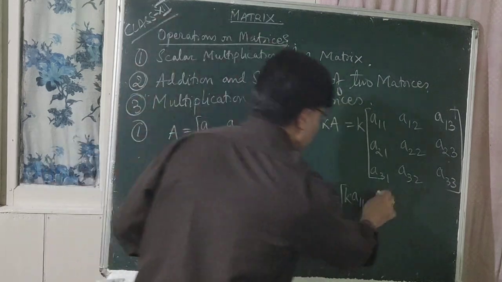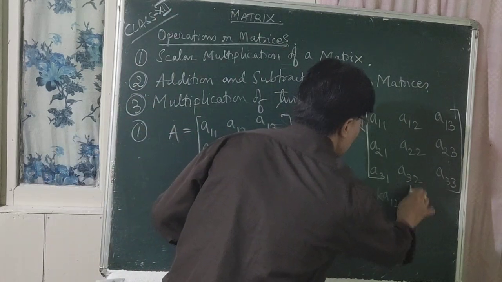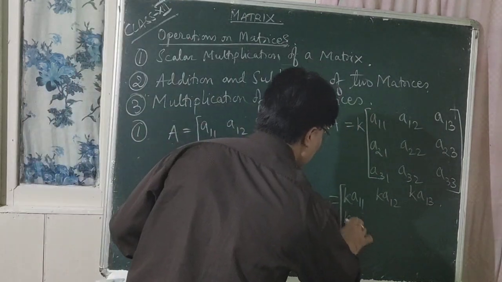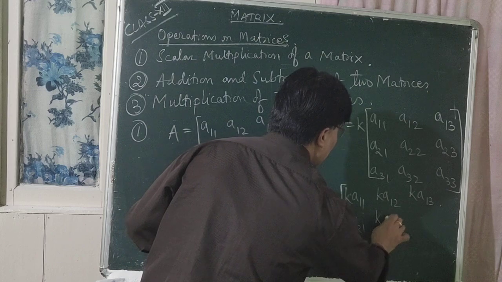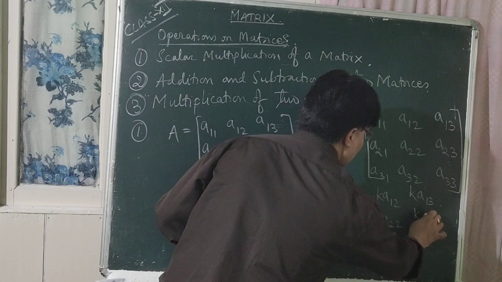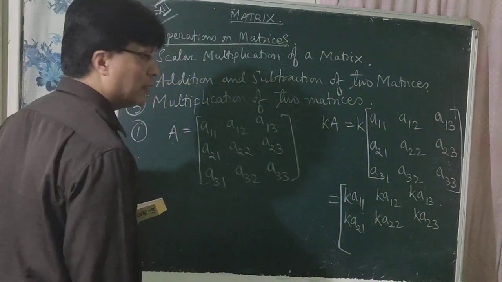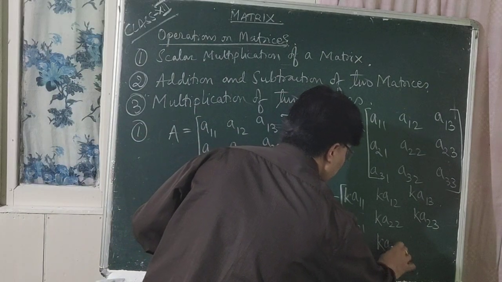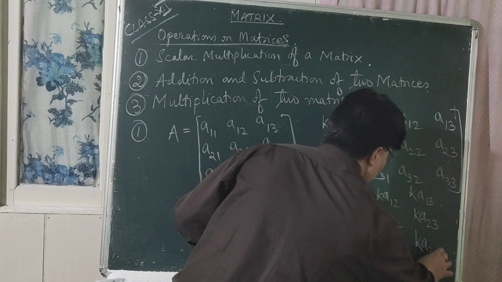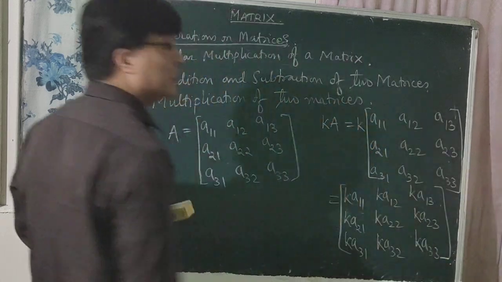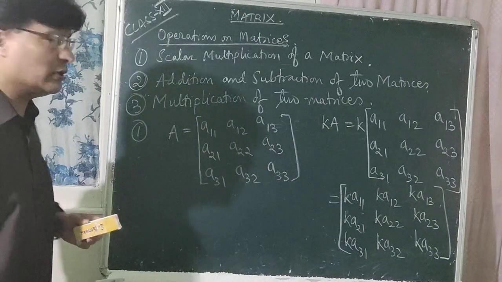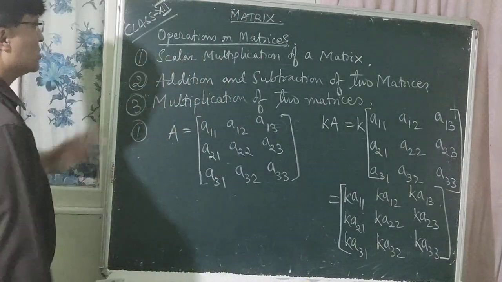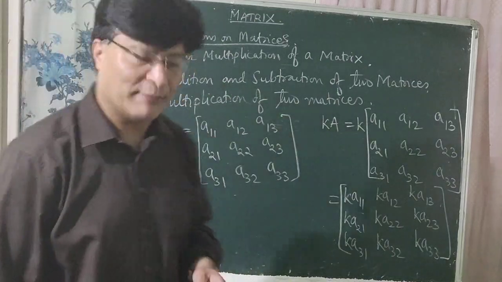That is Ka11, Ka12, Ka13, right? And this is Ka21, Ka22, Ka23. Next one is Ka31, Ka32, Ka33. So this K is known as the scalar multiplication of a matrix. Is that clear to all of you? So this is number one, scalar multiplication of a matrix.